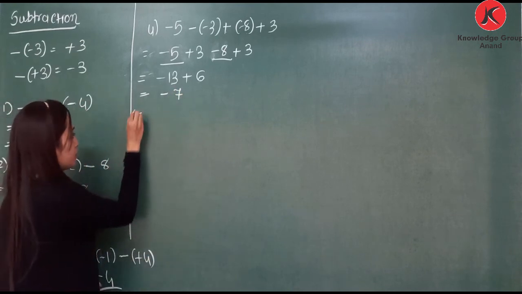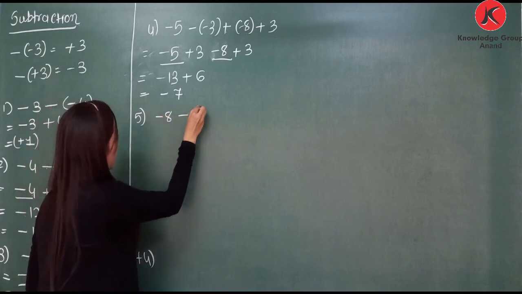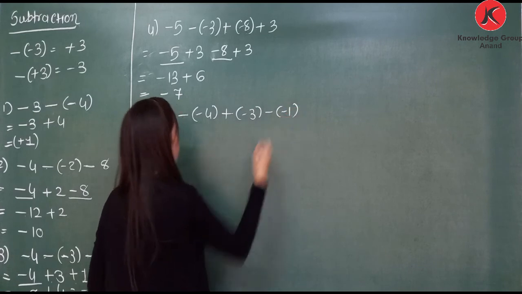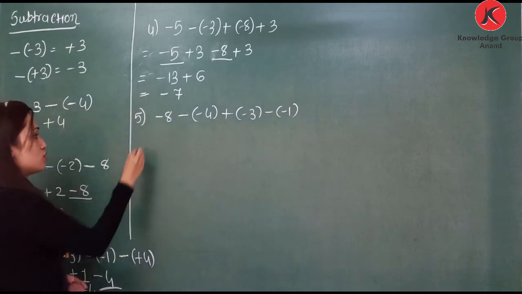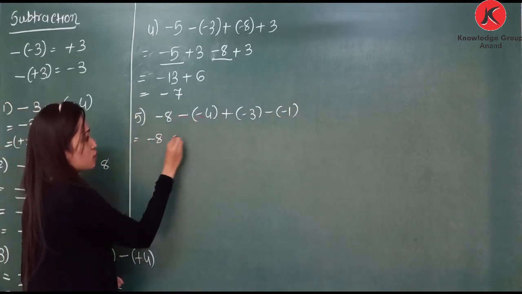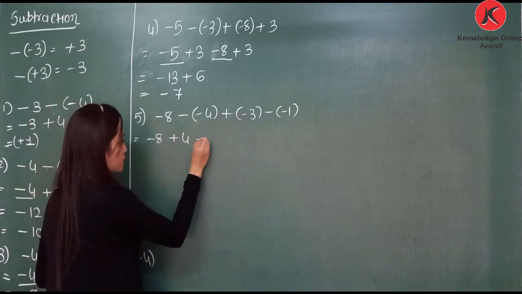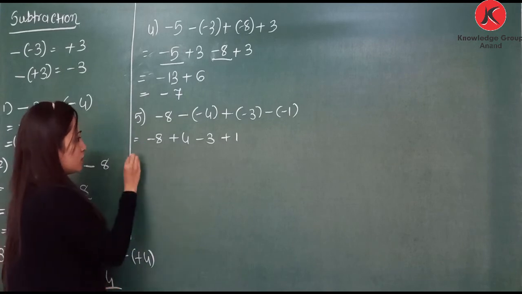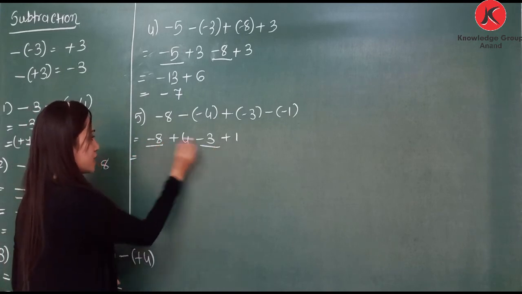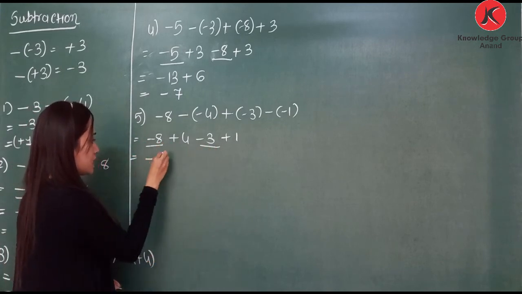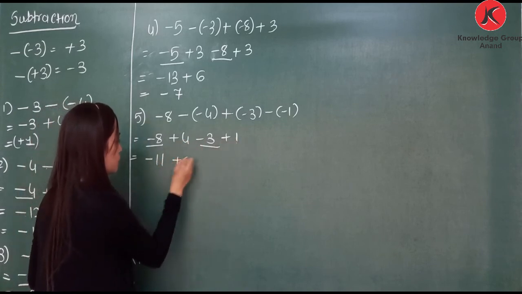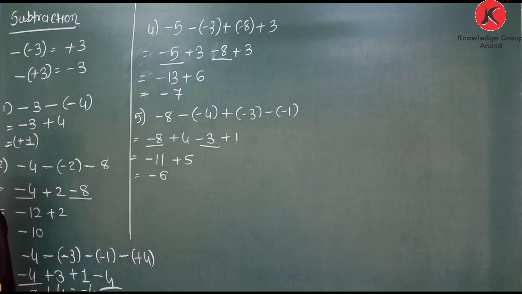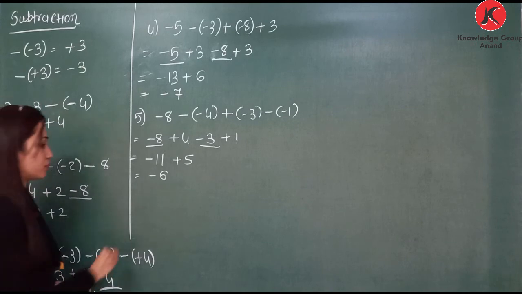Let's take some more examples. So minus 8 minus 4. So here minus 8 minus plus minus plus. Okay. Now terms with the same sign. So here minus 8 minus 3, that is minus 11. 4 plus 1 is plus 5 and the answer is minus 6. The sign of the greater number will be the sign of your answer.